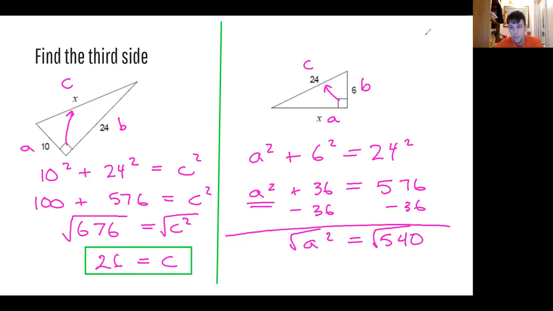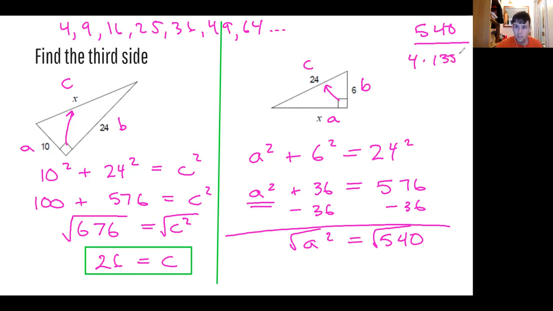So let's look at 540. The perfect square numbers I want to be trying are 16, 25, 36, 49, 64, etc. Let's go ahead and divide this. Let's see, 540 divided by 4. Okay, so 4 works. 4 times 135.